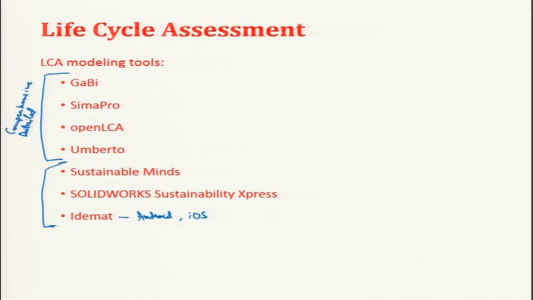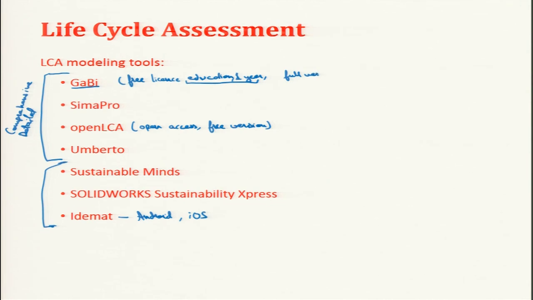People have different opinions and different choices of choosing the software. I have picked GABI as the software which I'll try to explain. Features of these four software: this OpenLCA is an open access software, or free. And GABI also has a free license, it is an education license for 1 year. This is only the education version for 1 year, and we have the full version for 30 days. This is available for the students or the practitioners to practice.